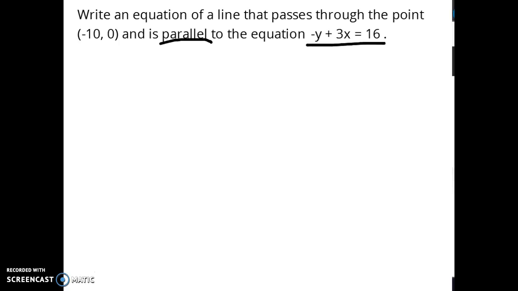The second thing is: is this equation written in slope-intercept form? Well, in this case, it is not. I can't do anything parallel if I don't know the slope of this equation. So let's find the slope of the equation first. We have -y plus 3x equals 16. To put that in slope-intercept form, I need to solve for y.